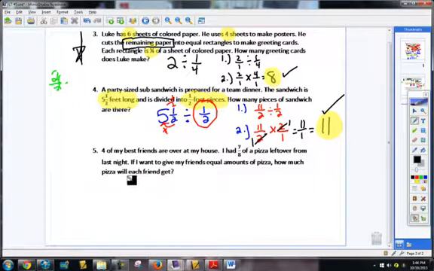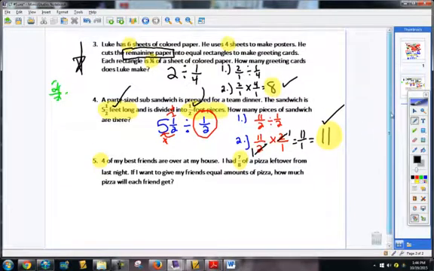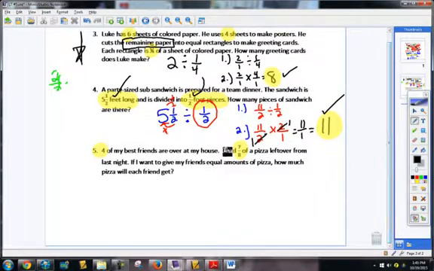Okay. Number 5, four of my best friends are over at my house. I had 7/8 of pizza left over from last night. If I want to give my friends equal amounts of pizza, how much pizza will each friend get? Okay. So again, you just can't be a robot. You can't automatically just go ahead and do 4 divided by 7/8. First number divided by second number, even though it's like that there. It's like that on the one above that I already got rid of, but you guys get the point. It usually is just first divided by second. You can't think in those terms.